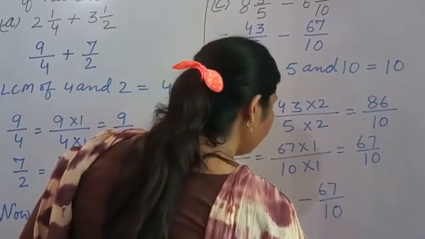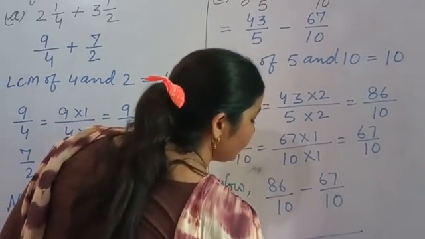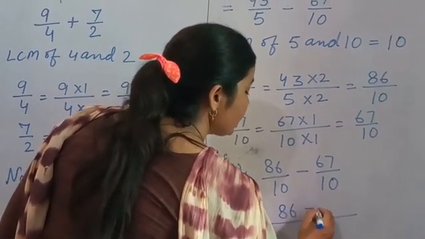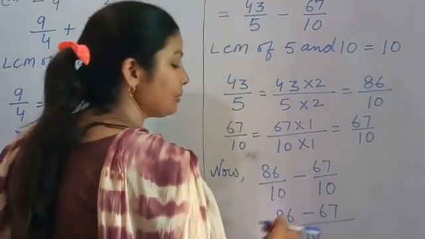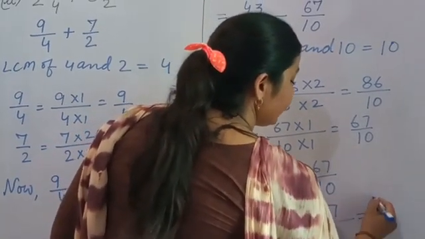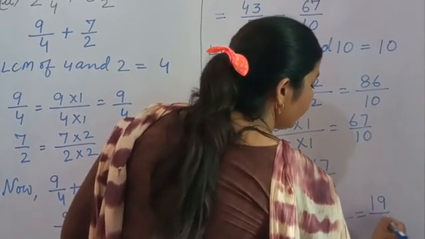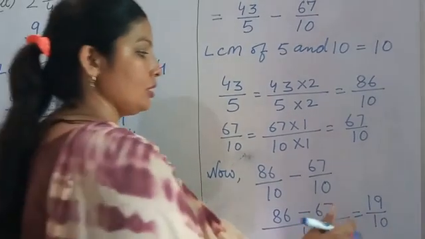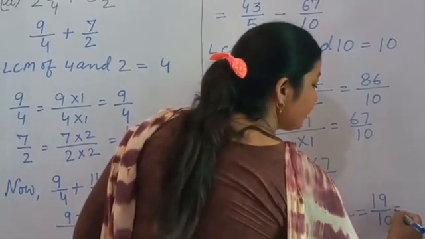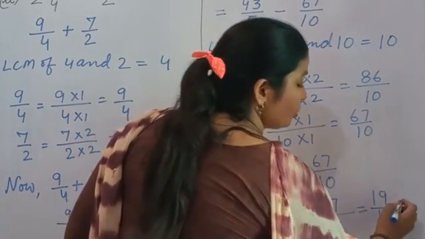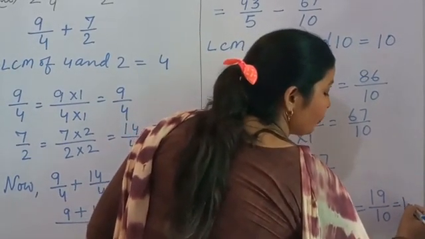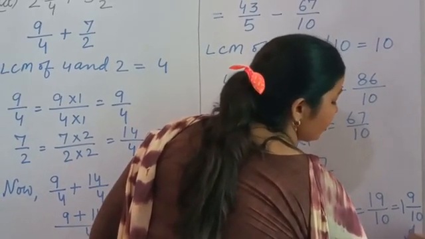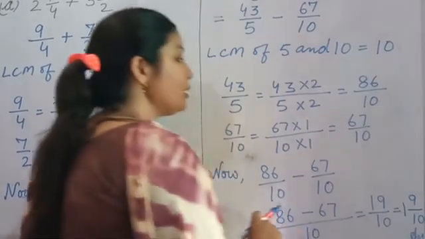So now we take common denominator. Common denominator is what? 10. Now 86 minus 67, that is 19 upon 10. Again it is improper fraction, so we change it into mixed. So how we will change it to mixed? 19 divided by 10. So 10 ones are 10. So 1 whole 9 upon 10. That's your answer. So like this you will solve.